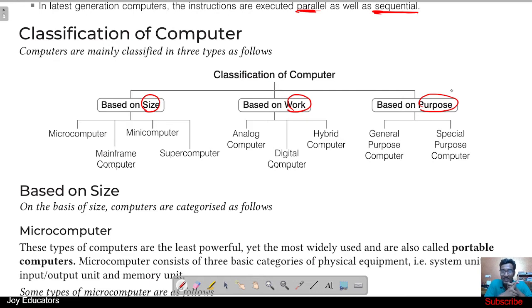One is size: which type of computer do you want? The second is work: what type of work do you do on the computer? The third is purpose: are you using it only for watching videos, or just small programming, or do you want to program some games, or do some sort of designing? It depends. So based on size, it could be microcomputer, mainframe computer, minicomputer, and supercomputer.